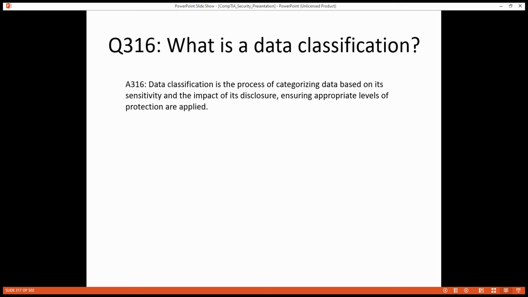Q316. What is a data classification? A316. Data classification is the process of categorizing data based on its sensitivity and the impact of its disclosure, ensuring appropriate levels of protection are applied.